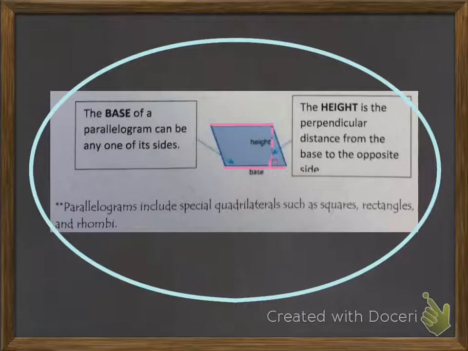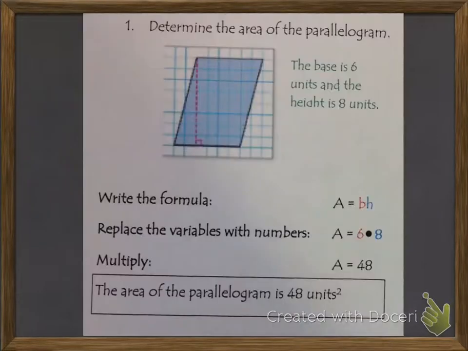Parallelograms include quadrilaterals like squares, rectangles, and what we just learned, rhombi or rhombus. We're going to practice finding the area. We are going to determine the area of the parallelogram. So if we look, we are going to count how many squares the base. Remember, our base can be the top or the bottom. So we're going to count how many squares.